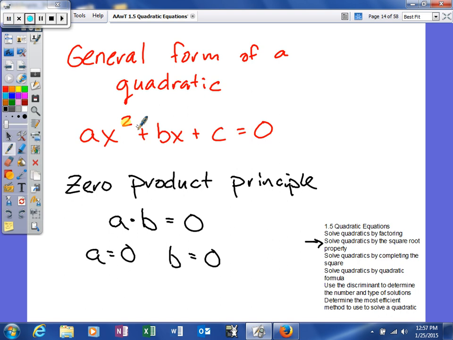What we also need to know is the zero product principle. What that means is, if you multiply a times b and you get 0, then either a has to be equal to 0, or b has to be equal to 0. So just some basics about quadratics. We'll get into it a little bit more later on and see if we can't solve some quadratic equations.